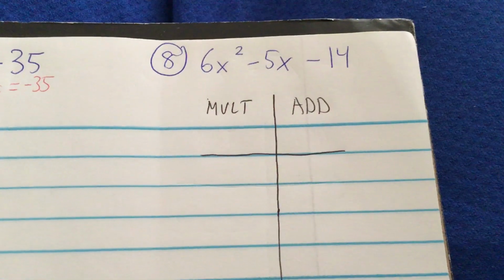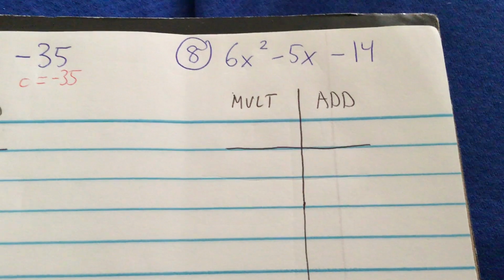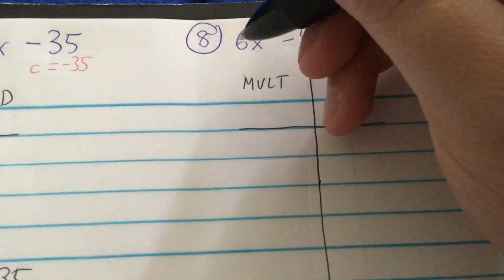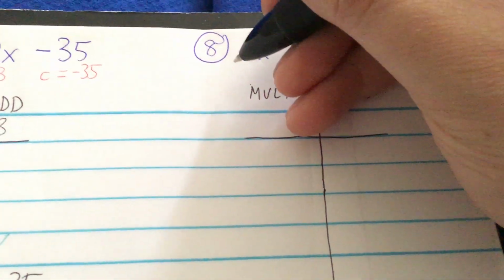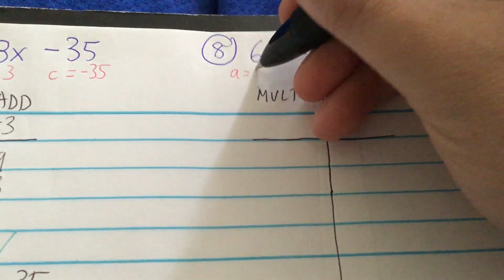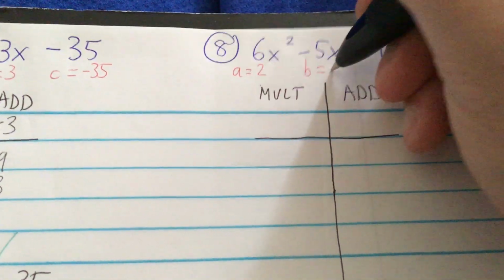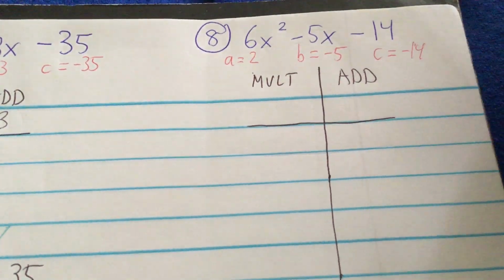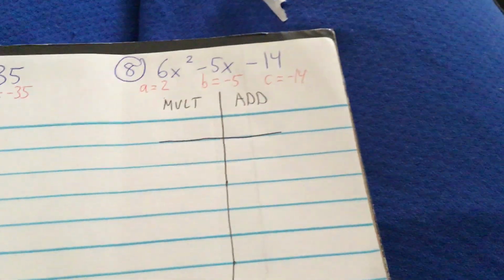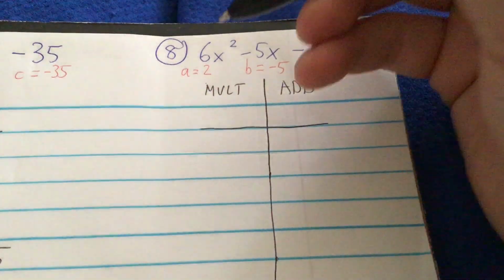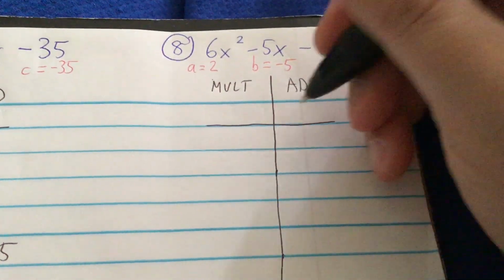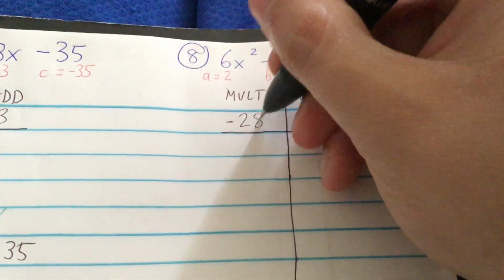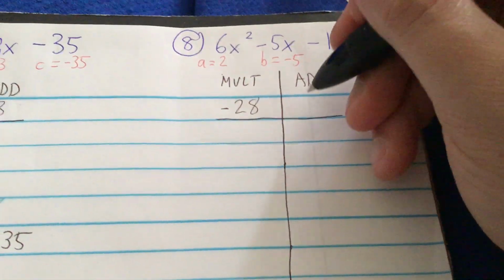6x squared minus 5x minus 14. Okay, well, I can't take anything out. Divide by 2, no. Divide by 3, no. Divide by 6, no. So I have to call it a equals 6, b equals negative 5, and c equals negative 14. So now I've got to figure out what two numbers multiply to ac and add to b.